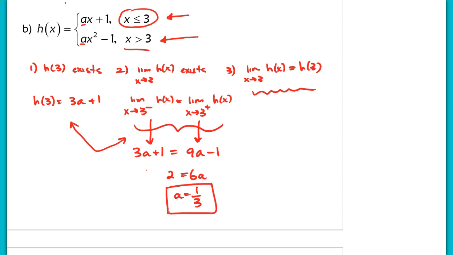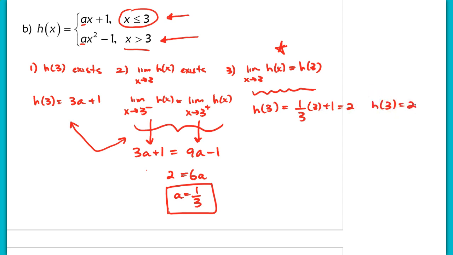Okay, now we can actually verify that if a is 1/3, our function is continuous at x equals 3 by showing that this statement here is true. So let's find h of 3 first. H of 3 we know should be given by 1/3 times x plus 1. So we evaluate this function here when x is equal to 3, and we end up with 2, because 1/3 times 3 plus 1 gives me 2. So h of 3 is 2.